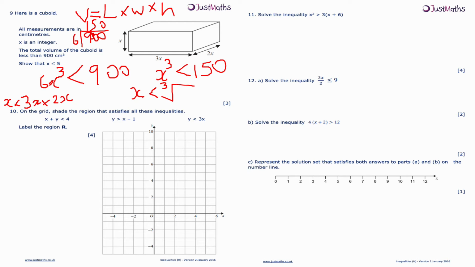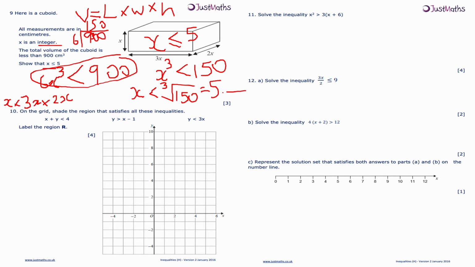Now the cube root of 150 gives us an answer of 5 point something, and the reason I know that, okay, is because the cube root of 125 is 5. So that means that my answer has to be less than 5 point something. So the nearest whole number, because x has to be an integer, has to be that x is less than or equal to 5. Okay, because when x equals 5, then it does actually satisfy this inequality here.